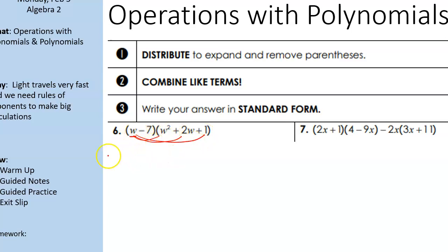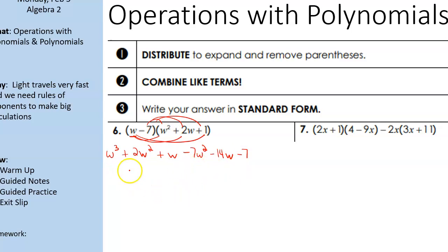So we're going to do w times w squared, which is w to the third. W times 2w, which is 2w squared. And then w times 1 is 1w, or just w. And then we're going to take that negative 7 and multiply it through. And then we will combine like terms and clean it up. So negative 7 times w squared, negative 7w squared. Negative 7 times 2w is negative 14w. And negative 7 times 1 is negative 7.